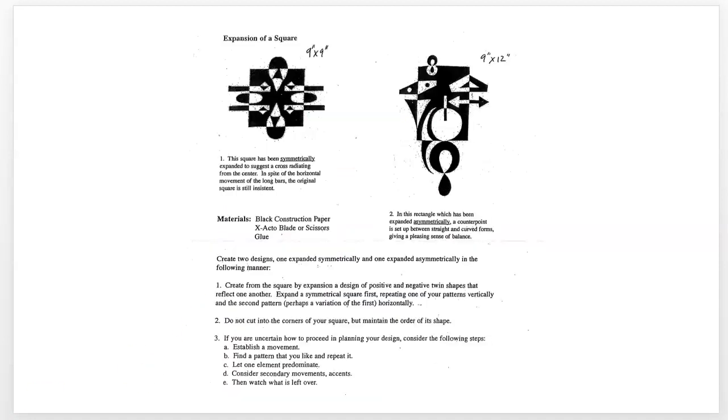Let's look at the design brief or handout assignment sheet. It has some vocabulary on it that just reiterates what we talked about. And at the bottom of it, it shows you an example of what you're going to be doing. You're going to be taking a square piece of black paper and expanding it out to create a symmetrical design and an asymmetrical design.